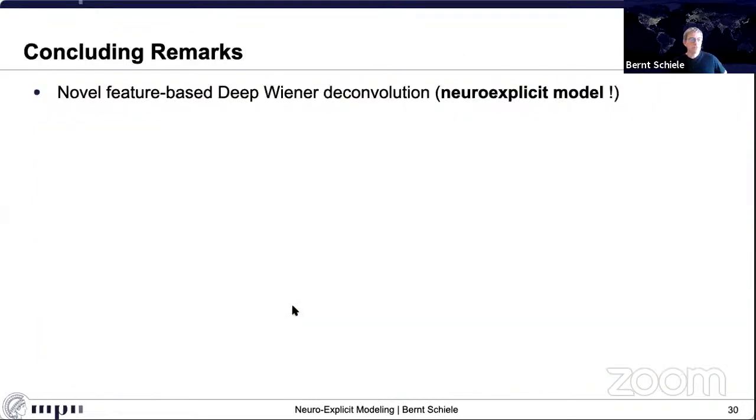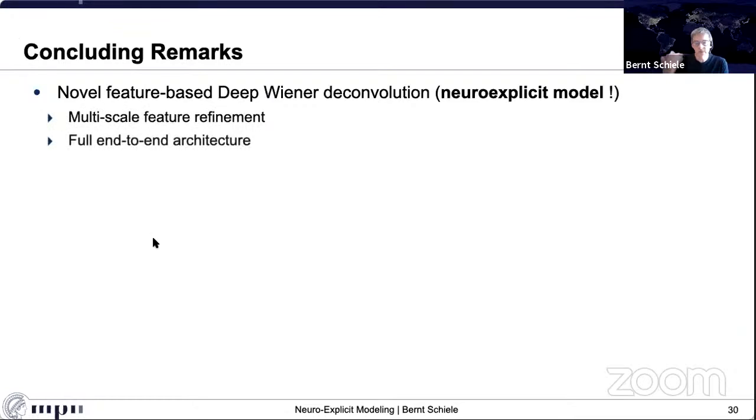Okay, so let me give some concluding remarks for this part of the talk. We have this novel feature-based deep Wiener convolution, which is, in my opinion, neuro-explicit par excellence. We have this explicit modeling for the Wiener deconvolution, and you're trying to improve on this by combining it with the neural model. And you obtain a lot better results than you were able to do with either alone.